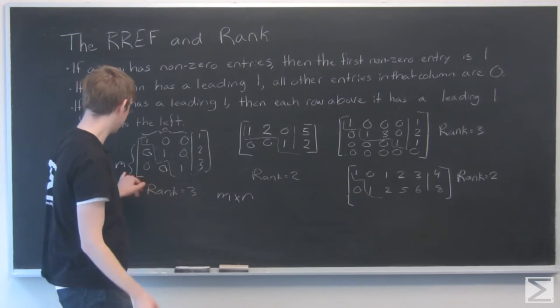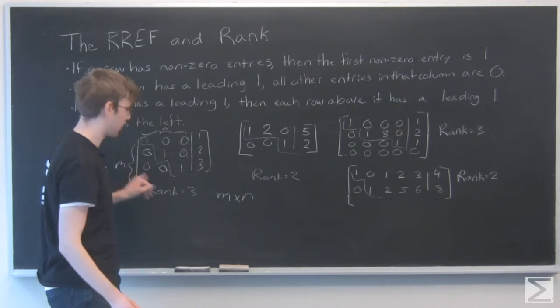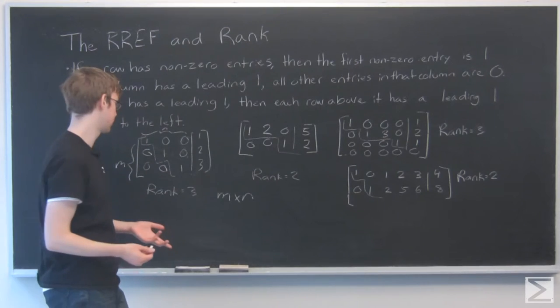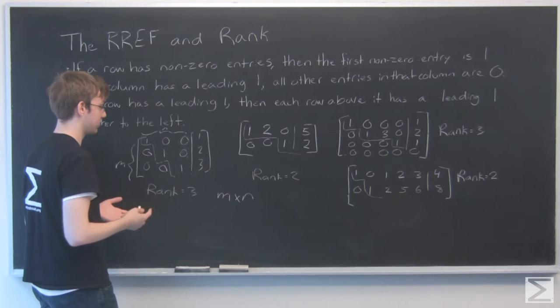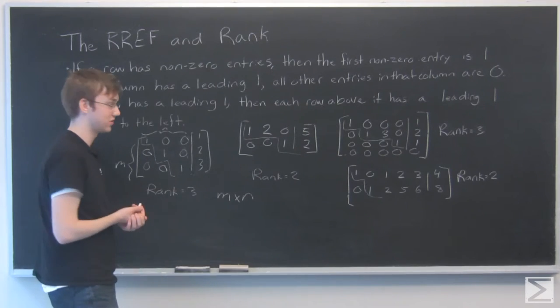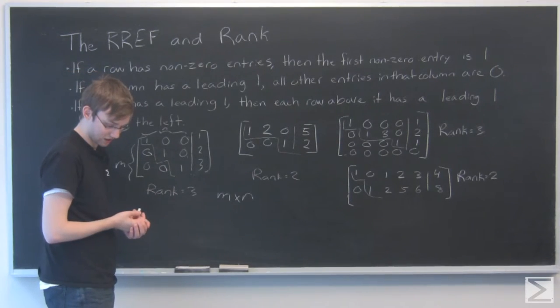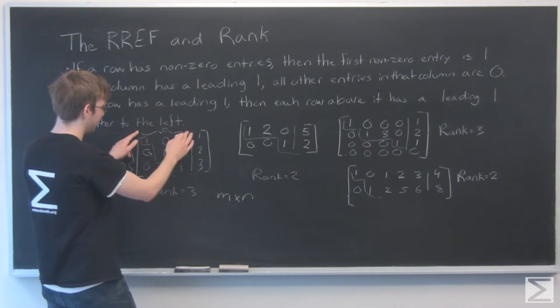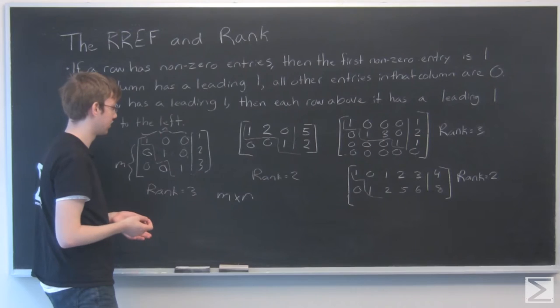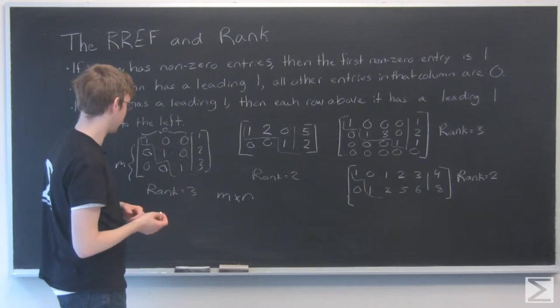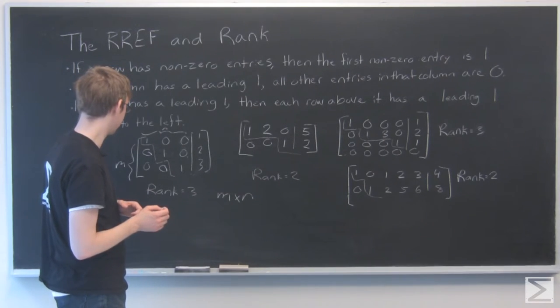If the rank is equal to m, the system has at least one solution. Does that make sense? So if every row has a non-zero entry, then the system must have at least one solution. I think that makes sense. If the rank is equal to n, the number of columns, then the system has at most one solution. I don't have any examples where the rank is more than n.